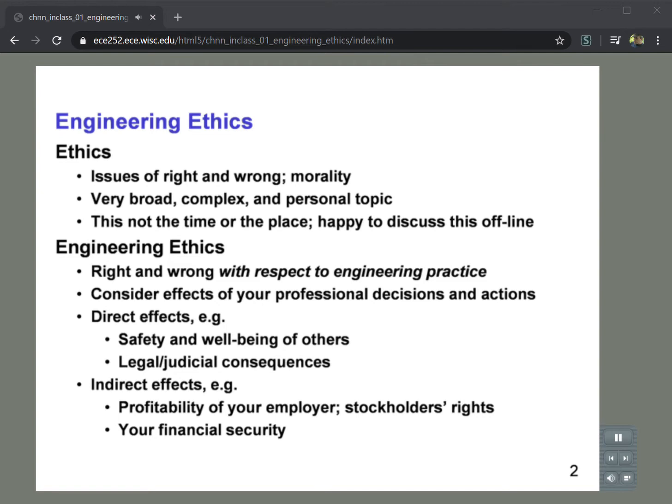For example, safety and well-being of others if you're designing equipment or structures or anything of that sort that can be safety critical. There can also be legal consequences or judicial consequences if you do things that perhaps don't quite fall within the realm of legal behavior, and so you might end up having liability for those. Oftentimes those kinds of issues also have ethical dimensions to them.